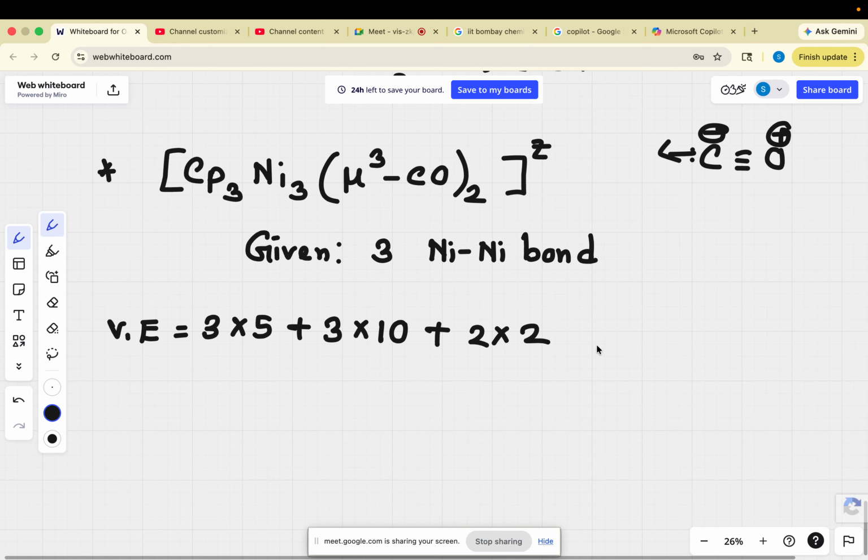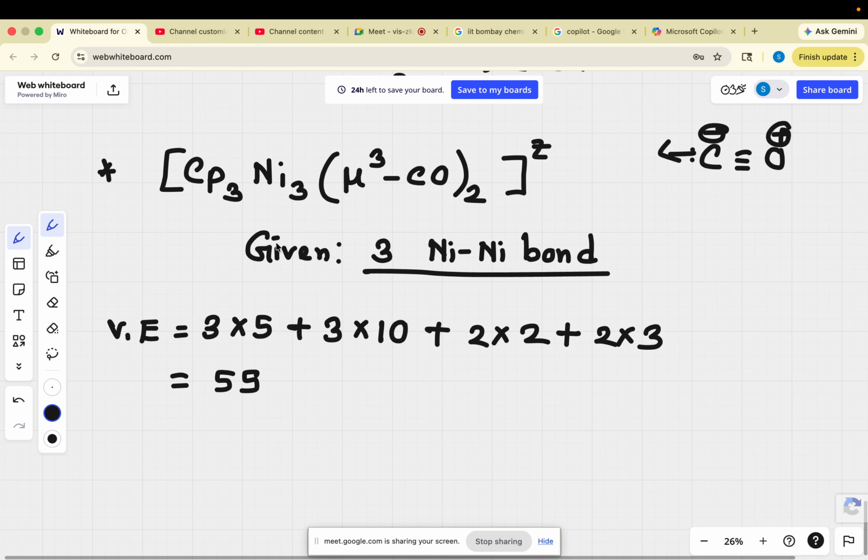Okay, two electrons. And what you have to add here, because they have already given you that you have three nickel-nickel bonds, three metal bonds. So one bond consists of how many electrons? Two electrons. So three bonds means 2 into 3. So total valence electrons you are getting what? 55.